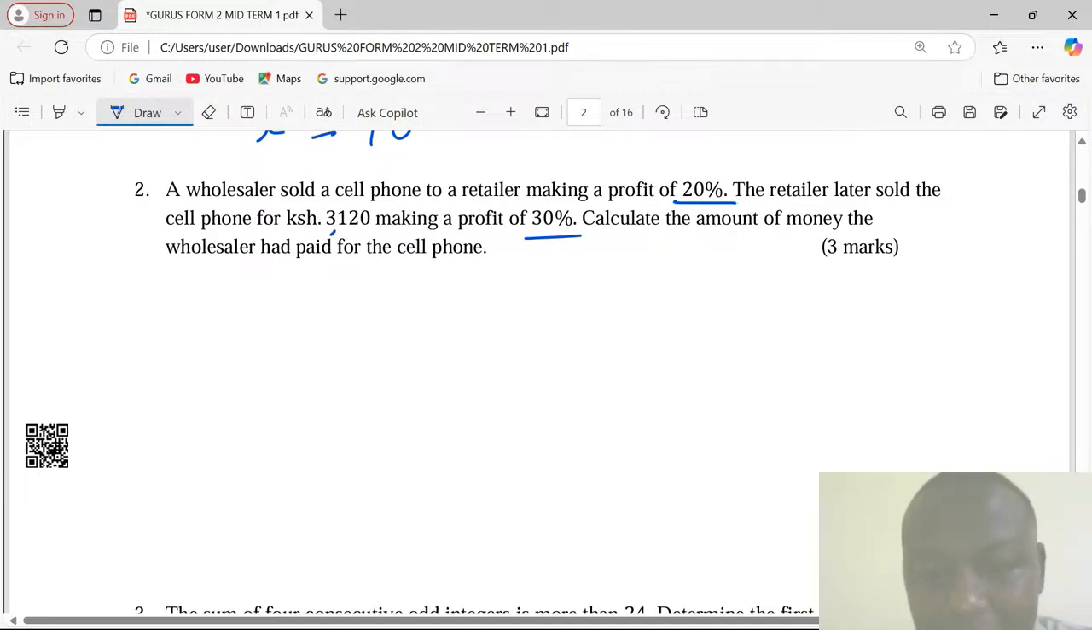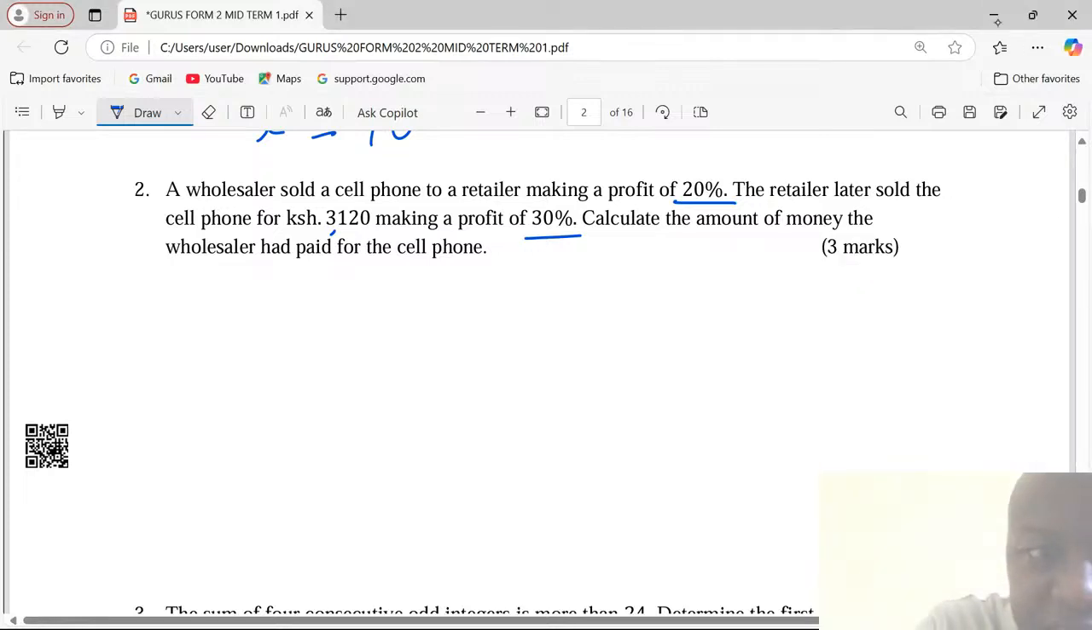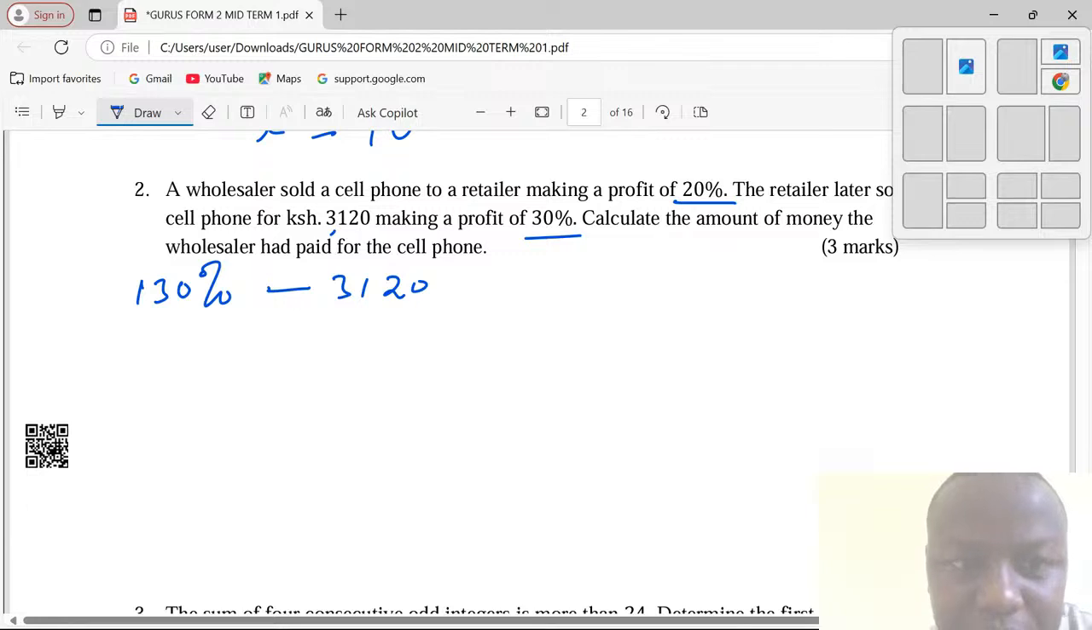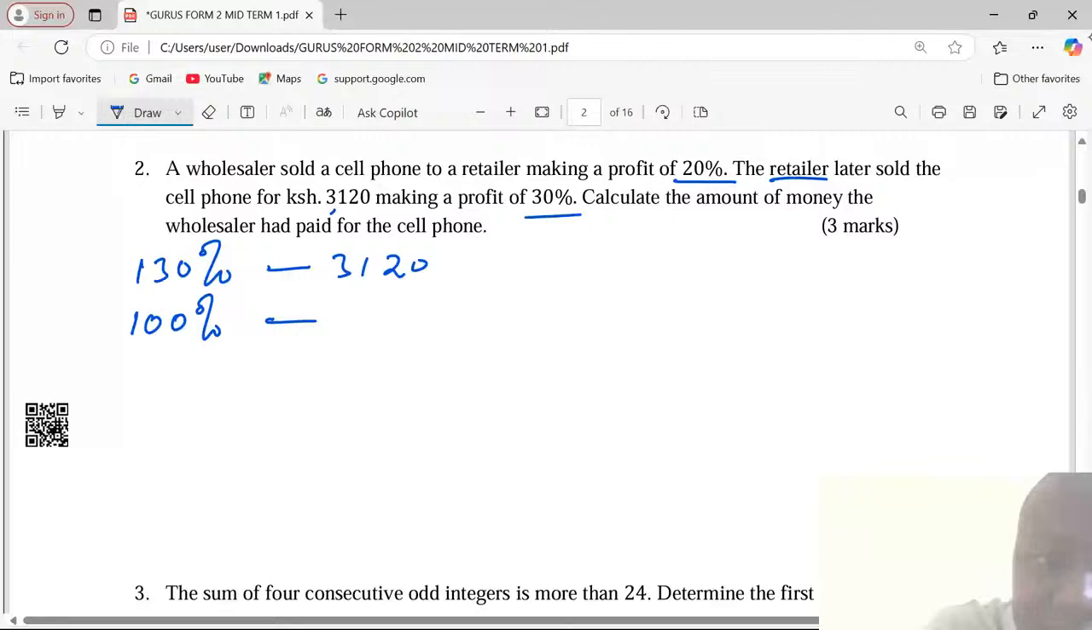Now, this one is a question whereby a learner or a student is supposed to be very critical when analyzing it. Because looking at the question, we are already given that 3120 Kenya shillings, there is a profit of 30%, which means this amount is equivalent to 130%. This is now the retailer making this sell. What about the amount the retailer had bought? 100%. That 3,120 by 100 out of 130.